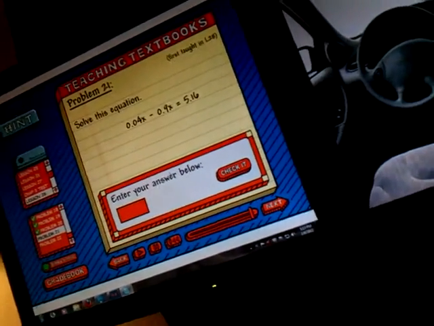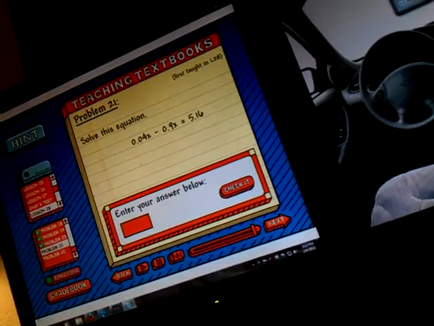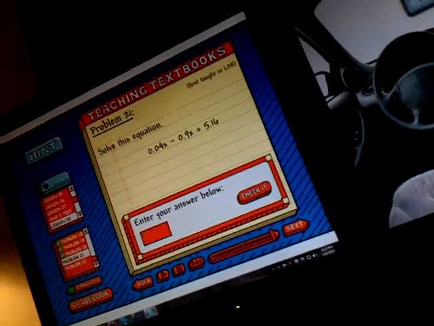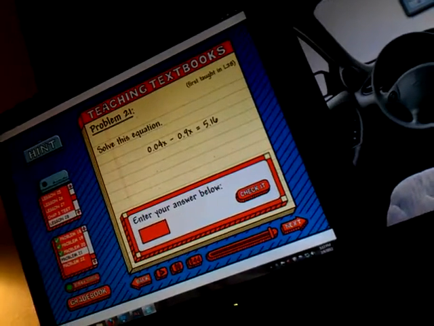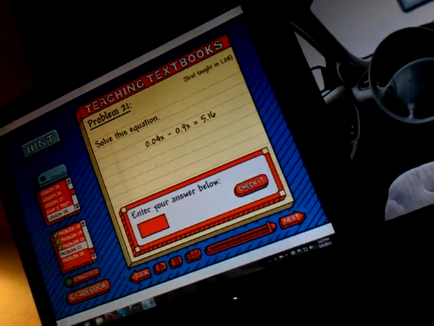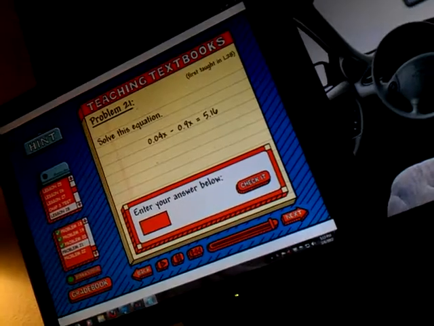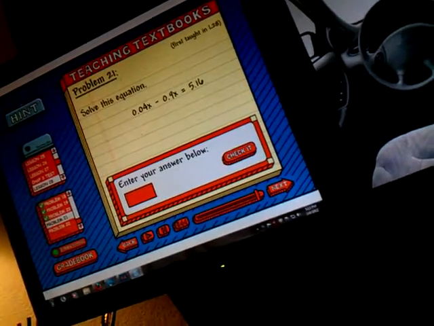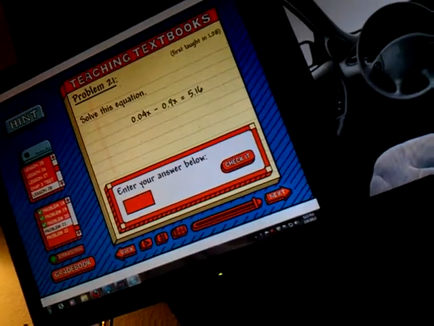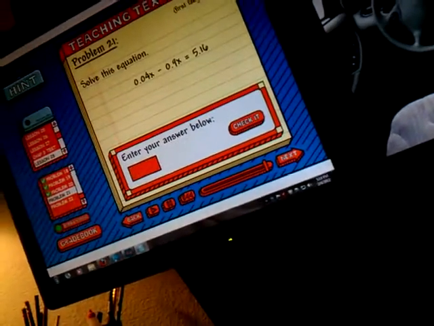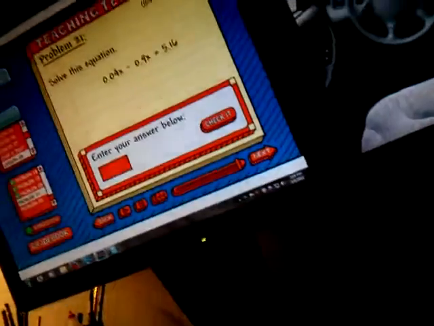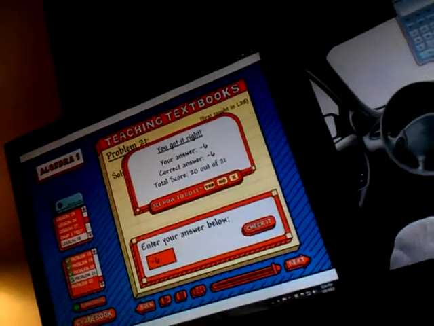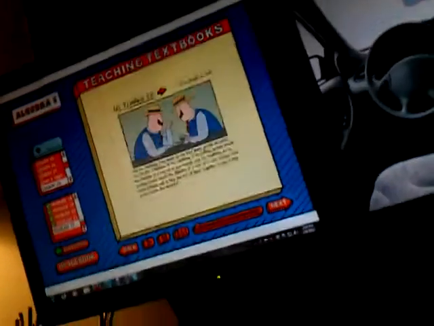5.16. Right, 5.16 divided by 0.86. But remember, we divided by negative. Negative. Right. You did it. At least we did it right.